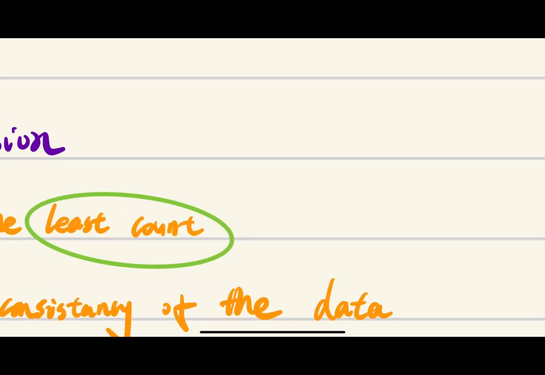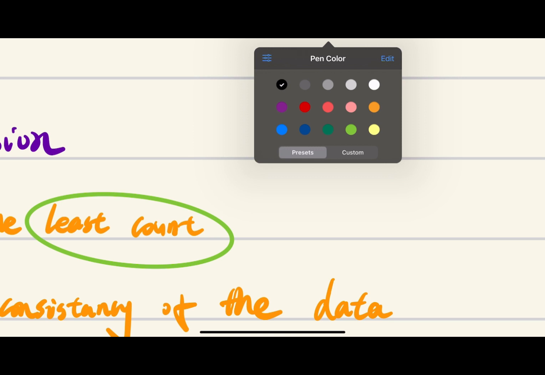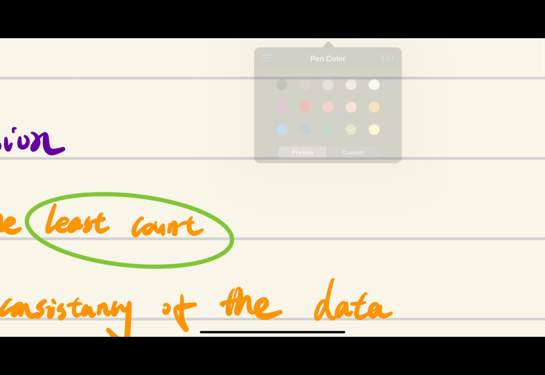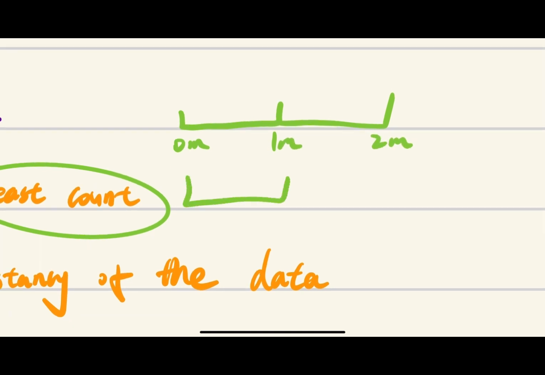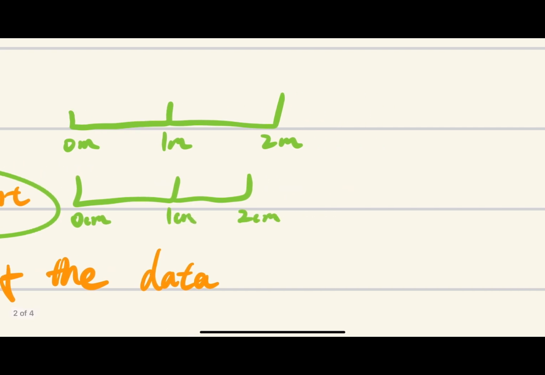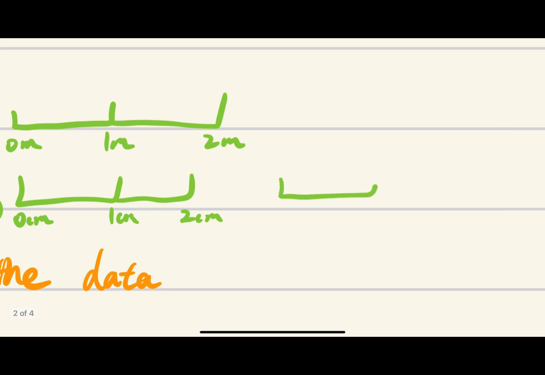First, let me change the color. I'm going to use green. Here, I have 3 rulers. The first one says 0 meter, 1 meter, and 2 meter. The second ruler says 0 centimeter, 1 centimeter, and 2 centimeter. And the third ruler says 0 millimeter, 1 millimeter, and 2 millimeter.